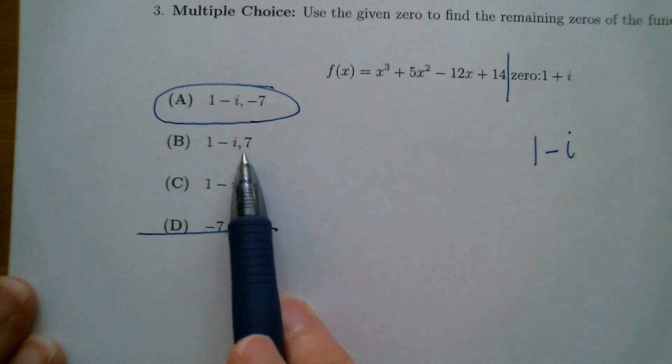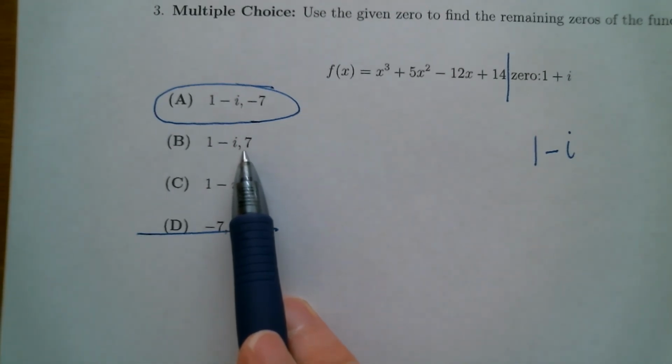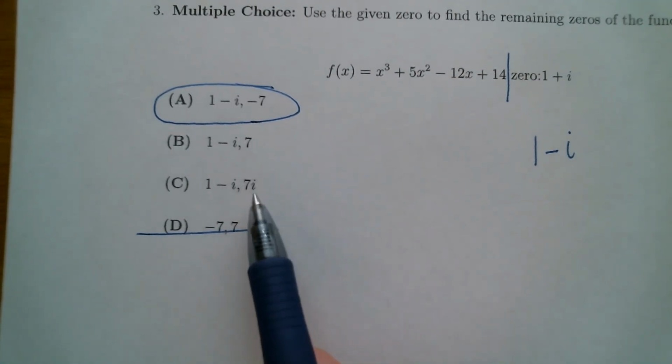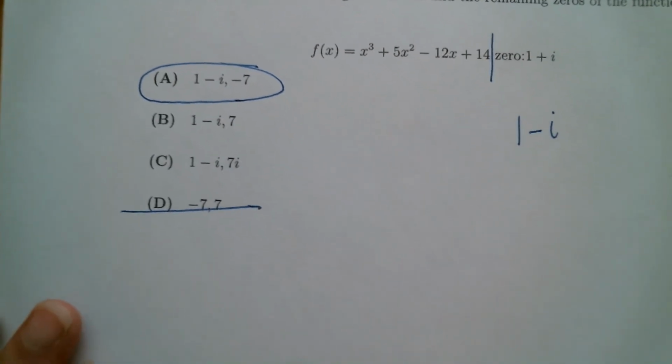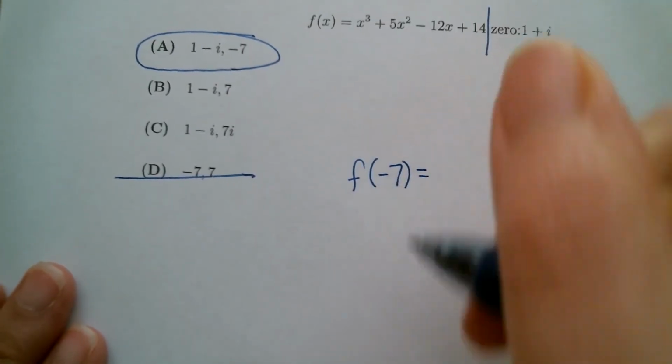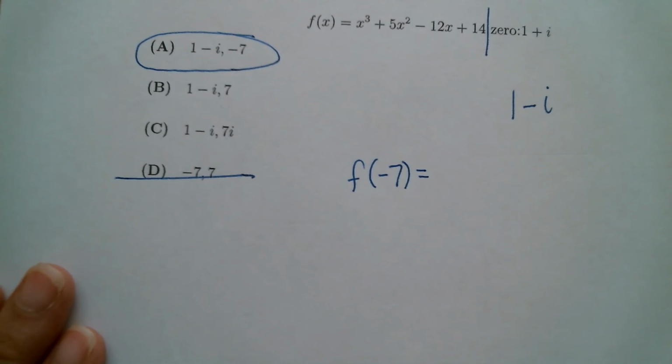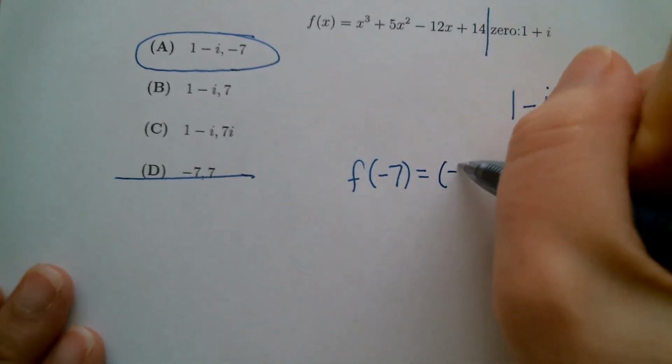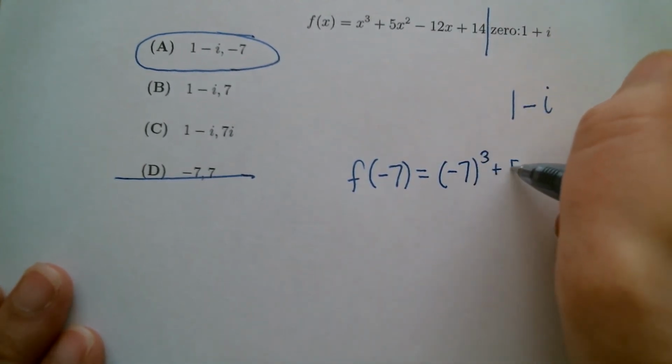This one is not true because it's asking for zeros, not factors. Keep that straight. +7 is not the 0 or the x-intercept. It's -7. And then this is not correct. This is a different imaginary number. You can confirm -7. Remember, you can plug it into the function. If it is an x-intercept, you should get 0 as the output. So you can do that to check if you wanted to.